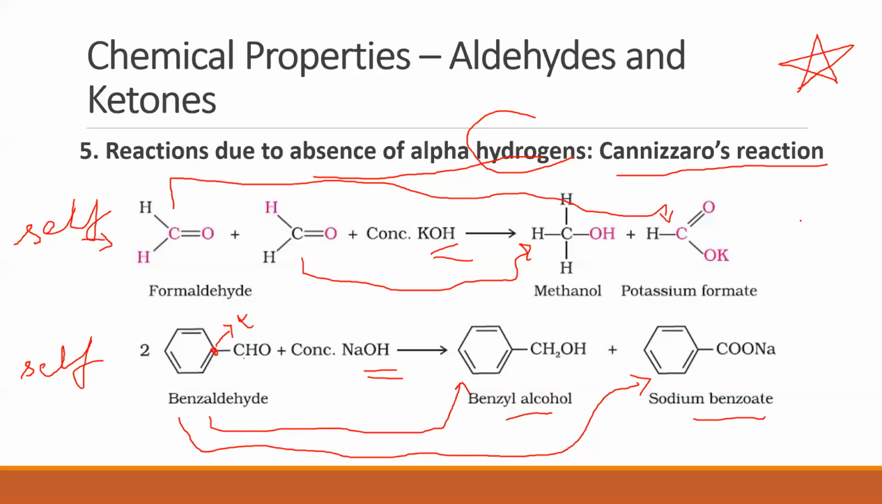If alpha hydrogens are present, then in the presence of a base, aldol reaction happens. If alpha hydrogens are absent, in the presence of a base, Cannizzaro reaction happens. Clear? All right.